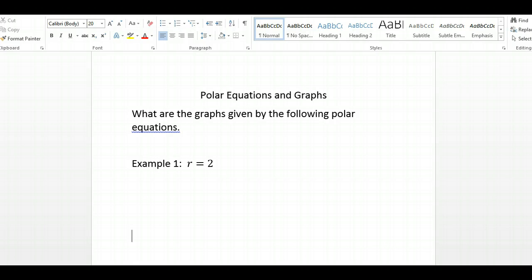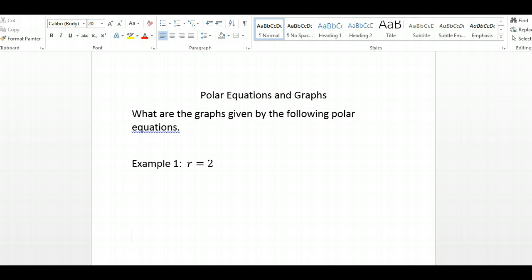On today's flip video tutorial, we are going to talk about how to look at polar equations in terms of graphs. So basically how to look at a polar representation in a graphical manner. So what do you mean by that?